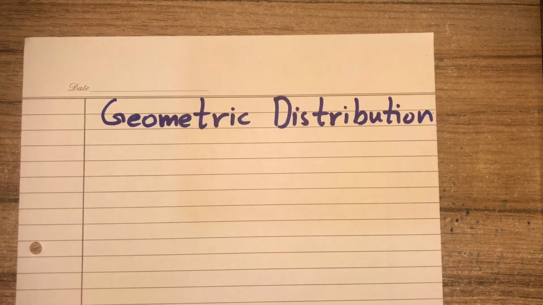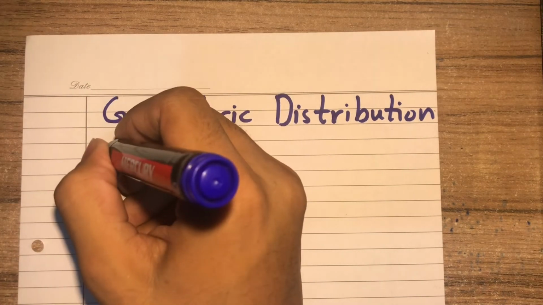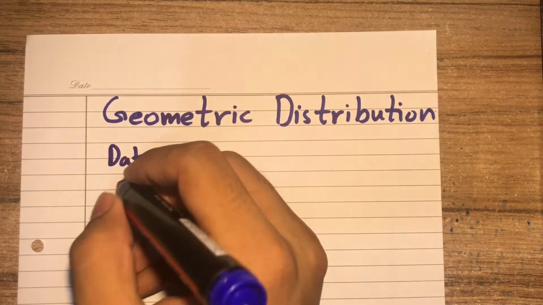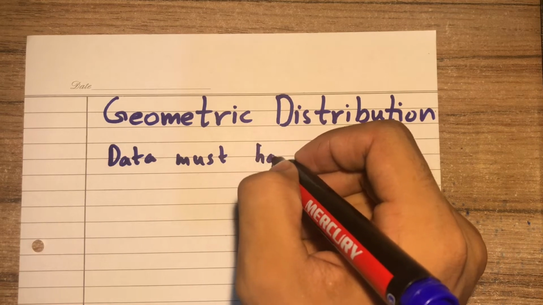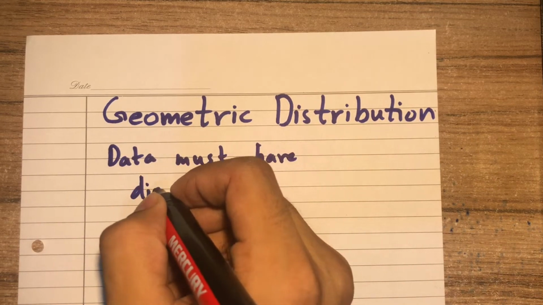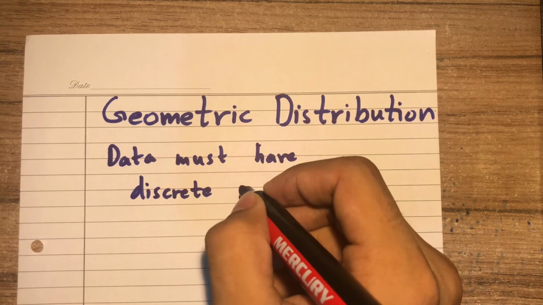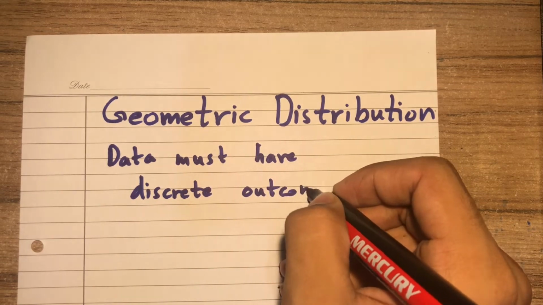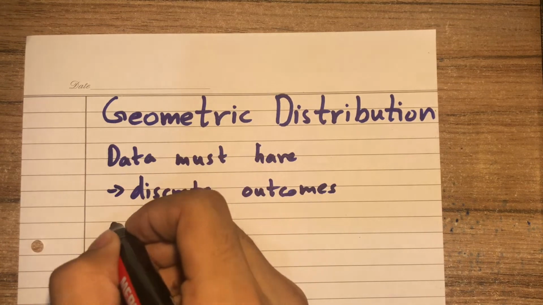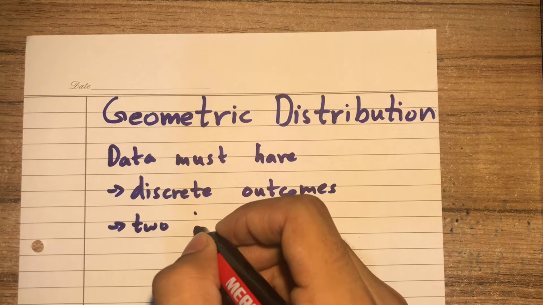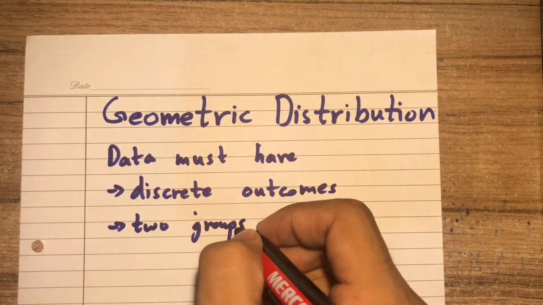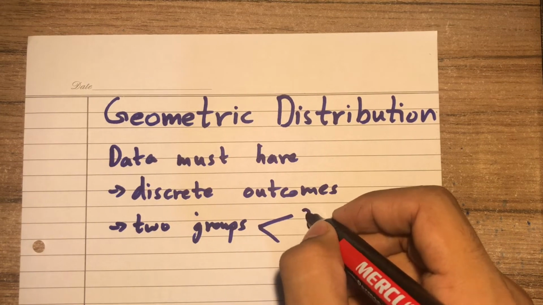Geometric distribution is used to find the probability given that the following conditions are followed. That is that the data should have discrete outcomes. It should be divided in two groups, that are success and failure.